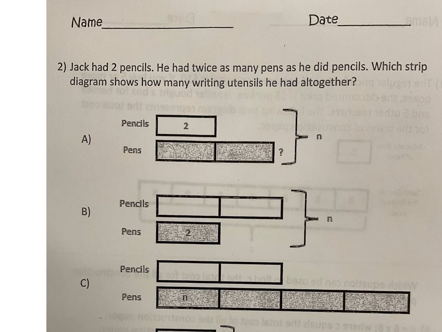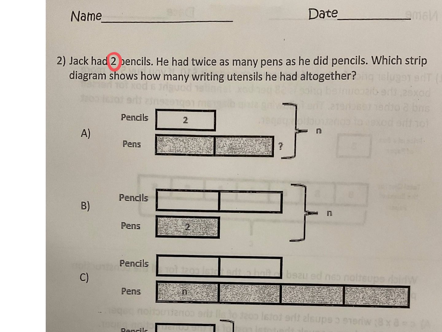Jack had 2 pencils. He had twice as many pens. What does twice mean? What does twice mean, Amy? 2. Times 2, right? Twice as many pens as he did pencils. Which strip diagram shows how many writing utensils he had altogether?